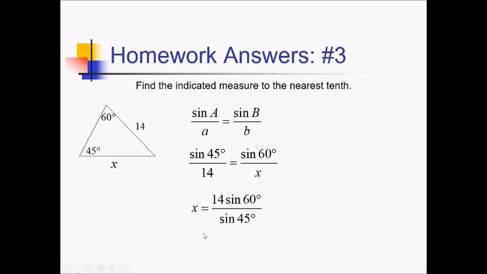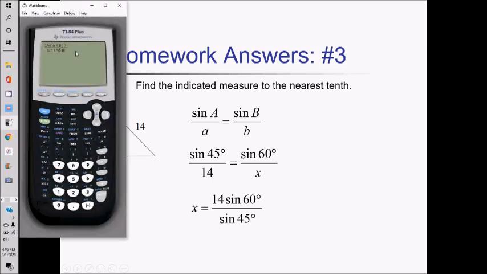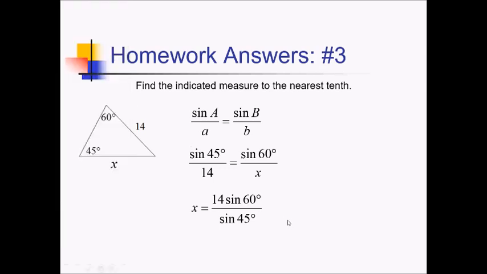So let me plug all this into the calculator. So here we go. I did alpha y equals to get my fancy fraction here, so I don't have to worry about PEMDAS. Pressing enter on all that stuff, we get 17.1. And we don't have to worry about alternate answers. Law of sines doesn't need alternate answers when you're just dealing with sides. It's only angles we have to worry about that with.